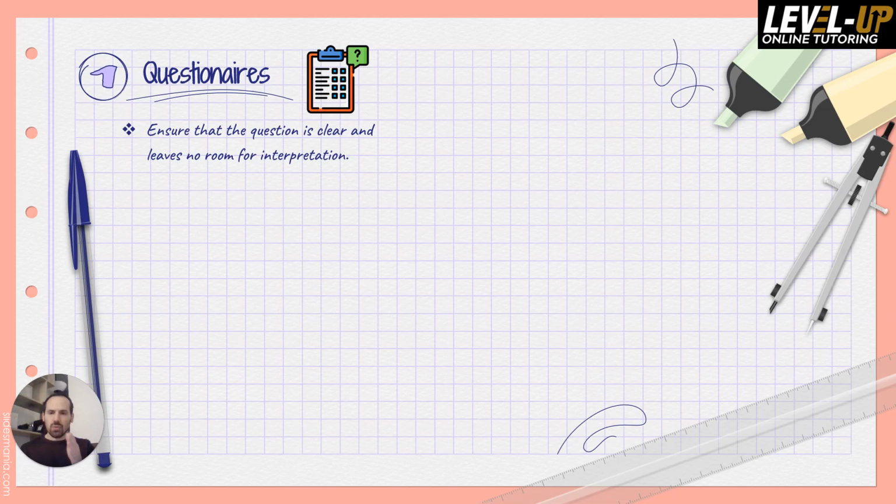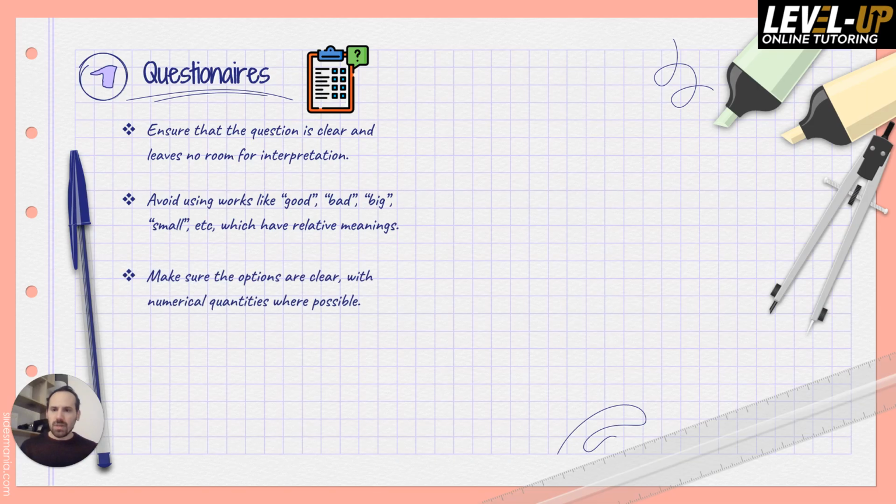So there's only one possible way you could be interpreting that question. Avoid using words like good, bad, big, small, which are kind of relative. If I say, is a mouse big? Well, compared to us, no, it's very small. Compared to an ant, a mouse is huge. So you don't want to use relative amounts like that.